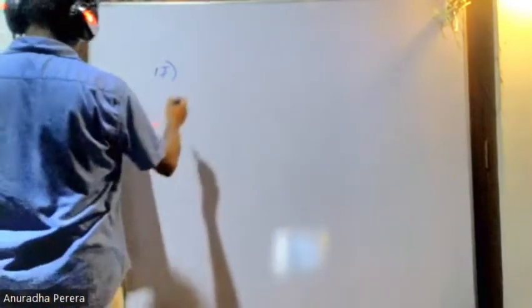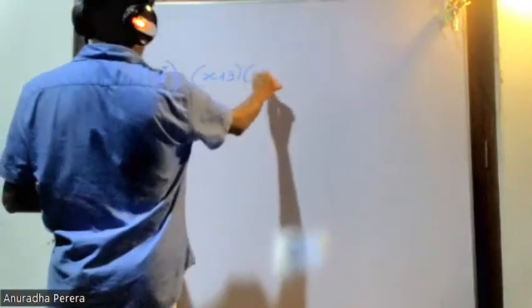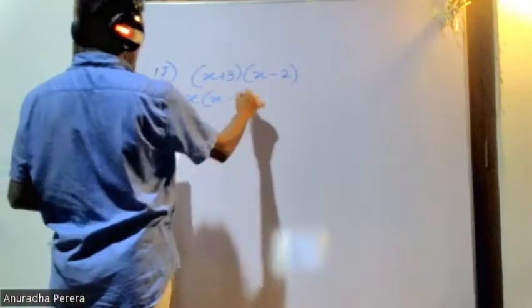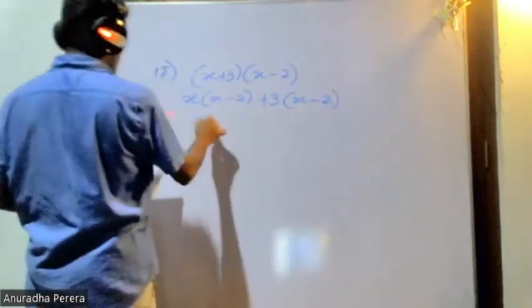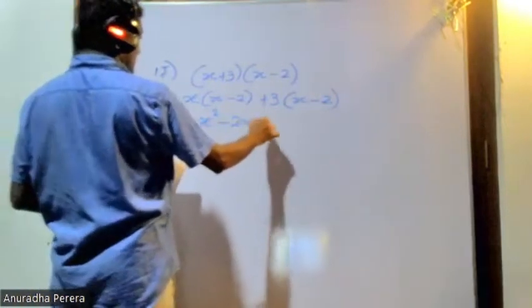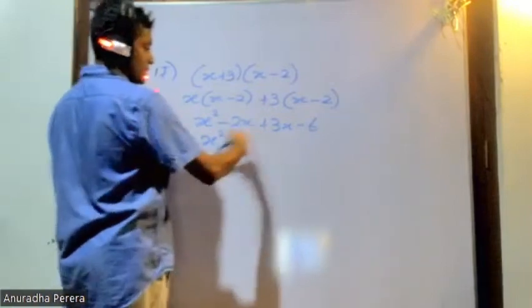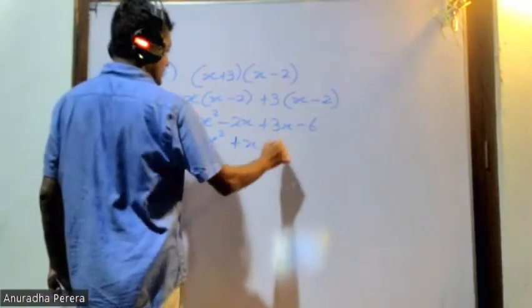Seventeen. Expand and simplify x plus 3 times x minus 2. X times x minus 2 plus 3 times x minus 2. X squared minus 2x plus 3x minus 6. The middle two terms are like terms. We can add them, x squared plus x minus 6.